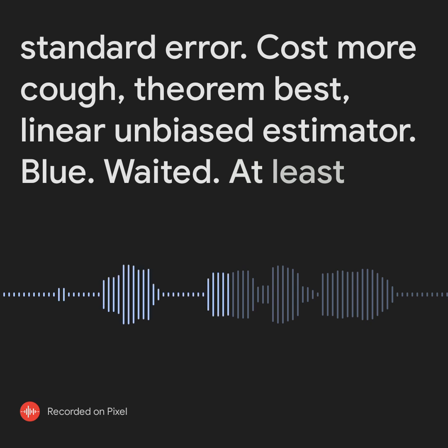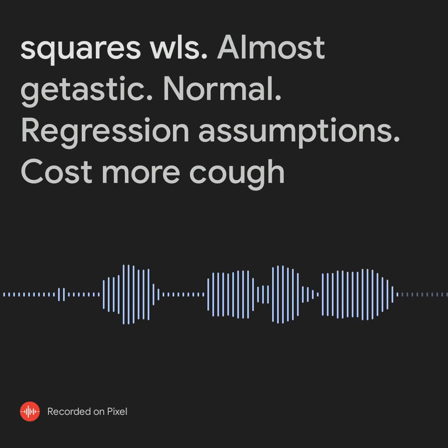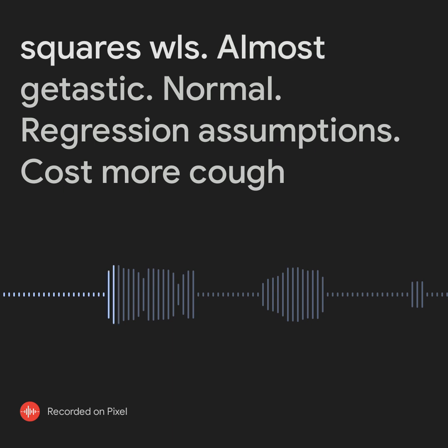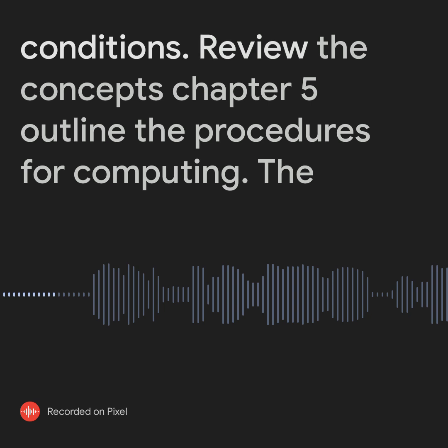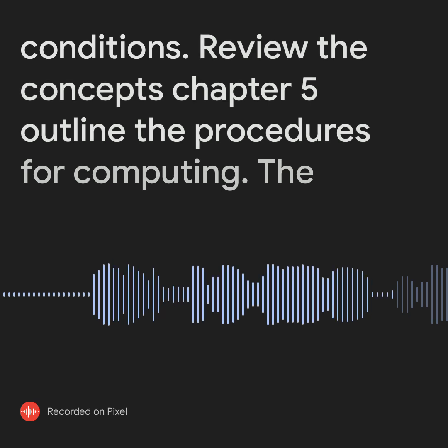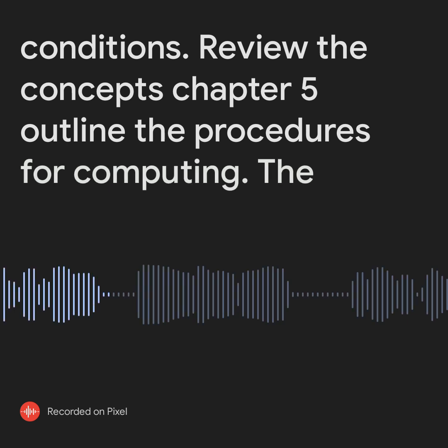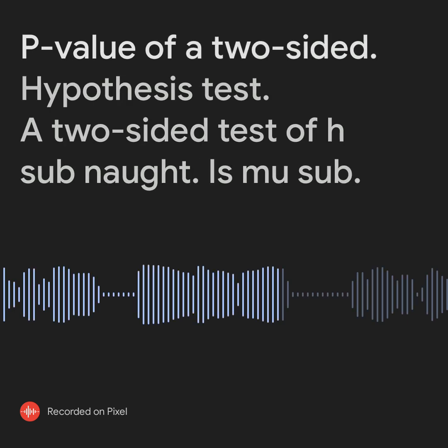weighted least squares, WLS, homoscedastic, normal, regression assumptions, Gauss-Markov conditions. Review the concepts. Chapter 5, outline the procedures for computing the p-value of a two-sided hypothesis test.